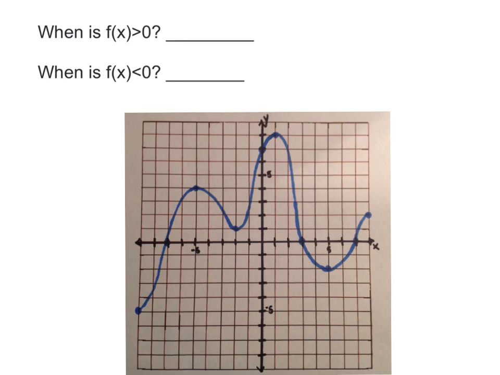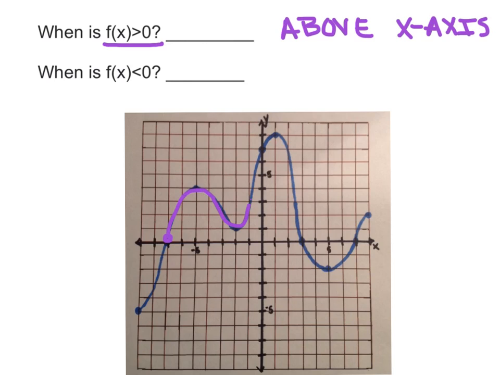Our very last question of the night, we're going to talk about when f of x is greater than 0 versus when f of x is less than 0. And remember, when we said greater than 0, we're talking about what parts of the graph are above the x-axis. So again, let's go ahead and try this one. I'm thinking starting at negative 7 all the way up until positive 3. So we're going negative 7 comma positive 3.